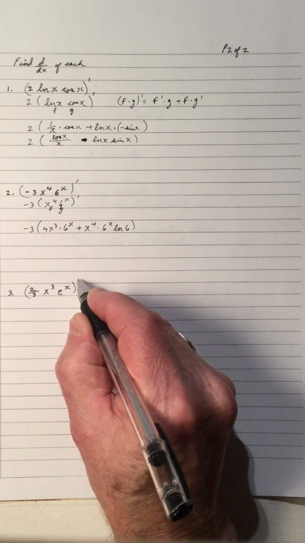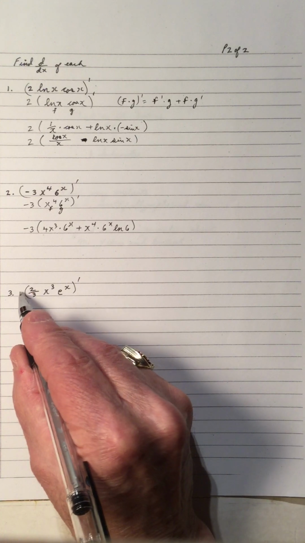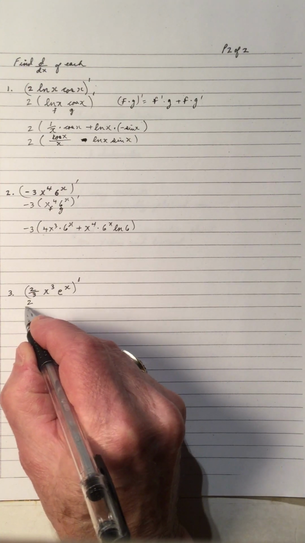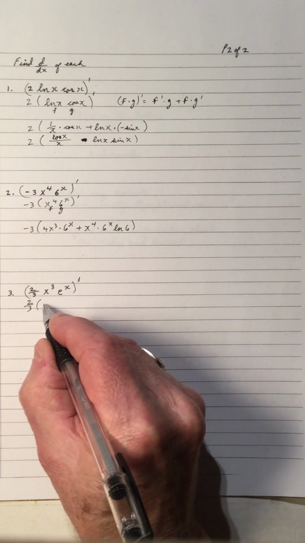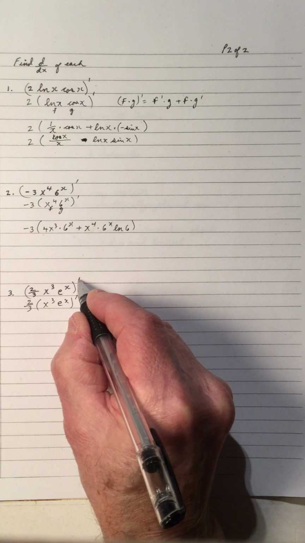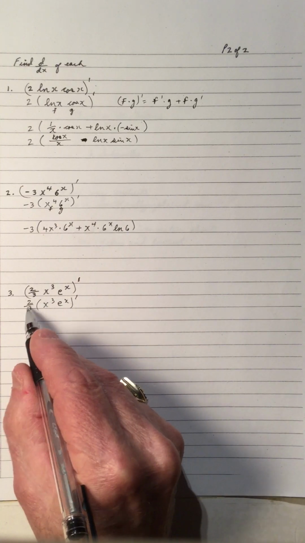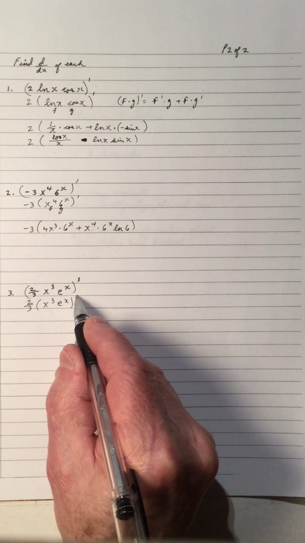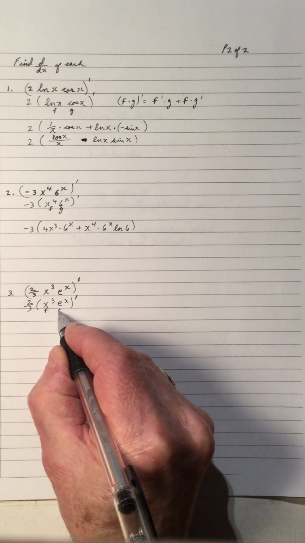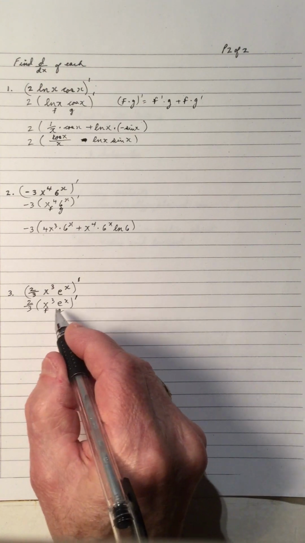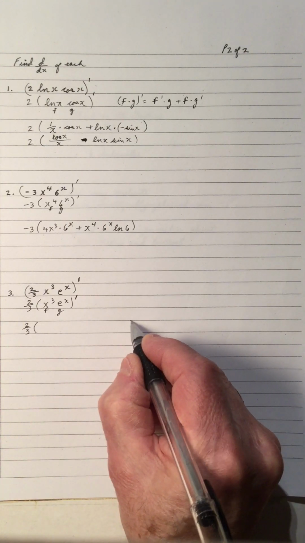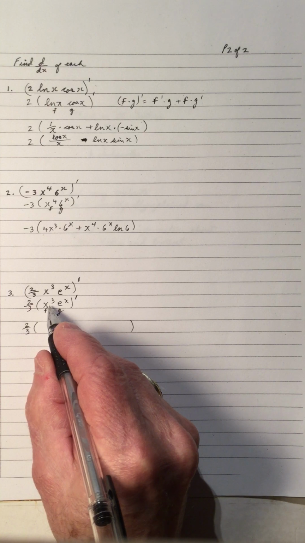Again, the derivative of this is prime. Now I could do d dx here without the prime, same thing. So 2/3 is the constant, and we have x cubed e to the x. So we take the constant, move it outside, and now we're going to do the derivative of this product rule. Again, this is f and that's g. So we got 2/3 times, and we got the derivative of f.